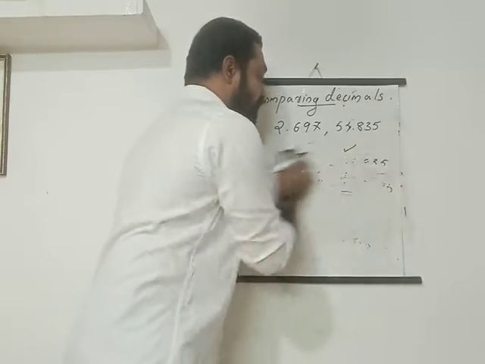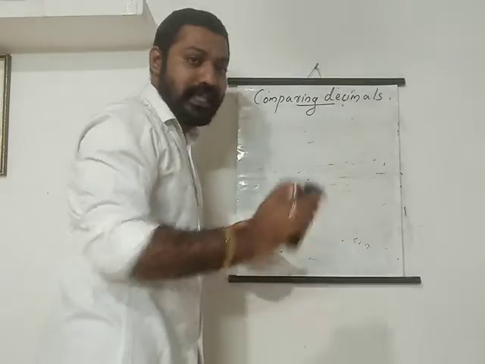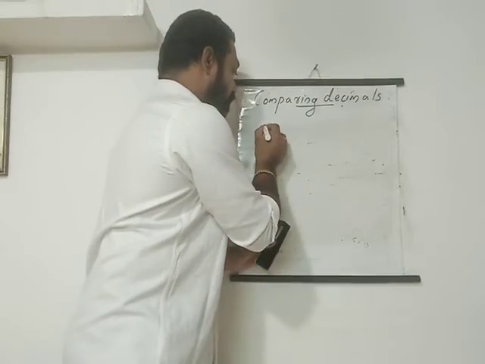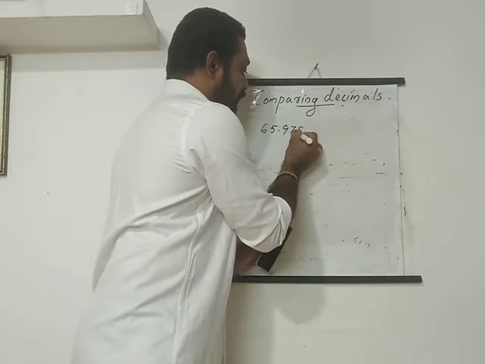Let's go to one more example. Now, next time I am not going to write the place values. Just write 65.978.